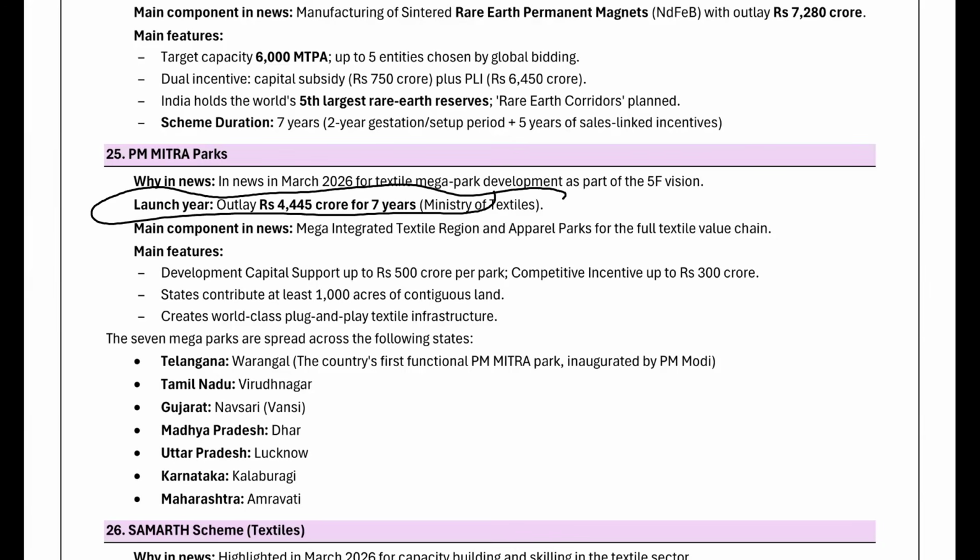The key point for PM Mitra is that it is a mega textile parks scheme, full tech, okay? It is the full textile value chain under one roof. 7 parks will be approved. How many parks? Total 7 parks will be approved, right? Plug and play infrastructure will be given. Is it clear? So remember these main features.